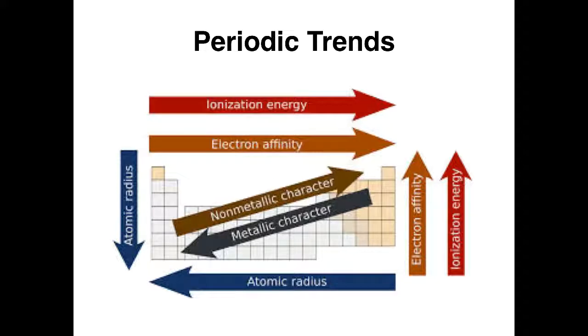And then metallic character is actually exactly opposite to each. As you go more to the left and more to the bottom of the table, you have more metallic character. As you go more to the right and more to the top of the table, you get more non-metallic character. So this slide encompasses virtually everything you need to know about the periodic trends that we'll talk about in this course.